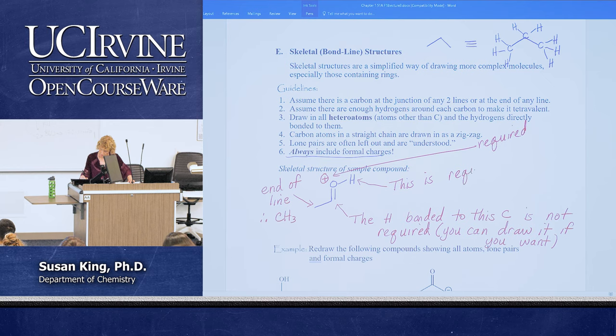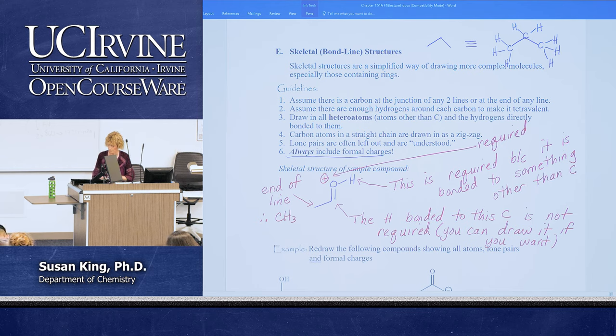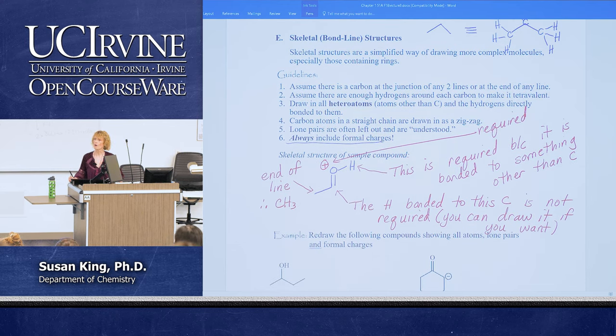It's required. It's only not required when you have it bonded to a carbon, but if you have a hydrogen bonded to a heteroatom, you have to draw the hydrogen in. This hydrogen is required because it is bonded to something other than carbon. Questions so far on skeletal structures? Anybody?